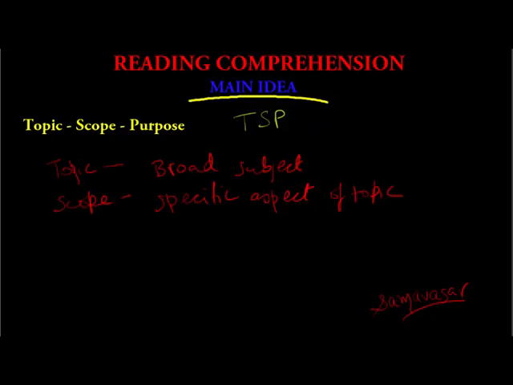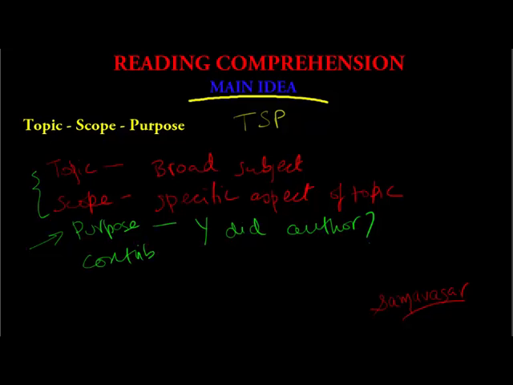Then we come on to the purpose. The purpose is basically why did the author write this article. So what is the author's contribution to this body of knowledge? These things could be traditional knowledge or something that has been prevalent in books or is common knowledge, but this is what the author is contributing. This is the contribution of the author to that particular topic or the scope. So we'll take some examples to see how this works.